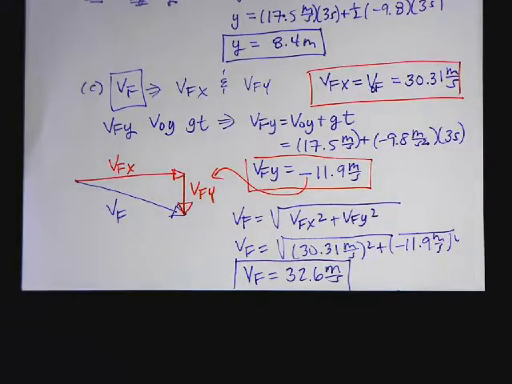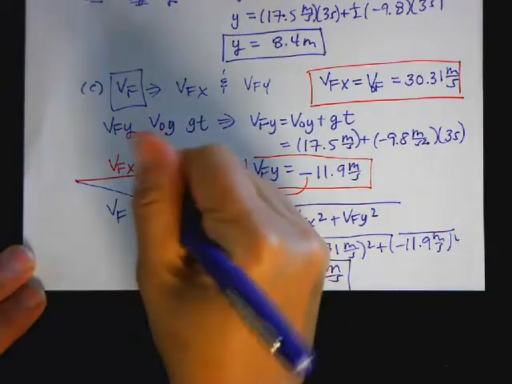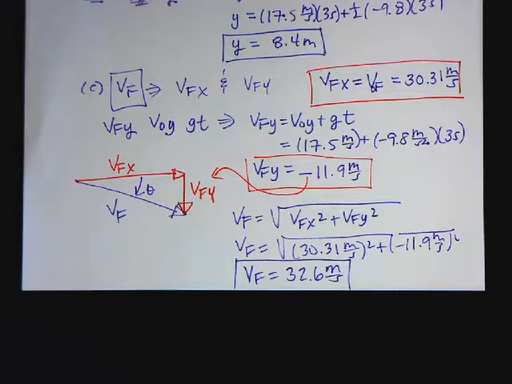And the question said find the final speed. Now if it said the velocity, it has both magnitude and direction, and I would have to find that angle, but they didn't ask us for that. Okay. It just said what's the speed.